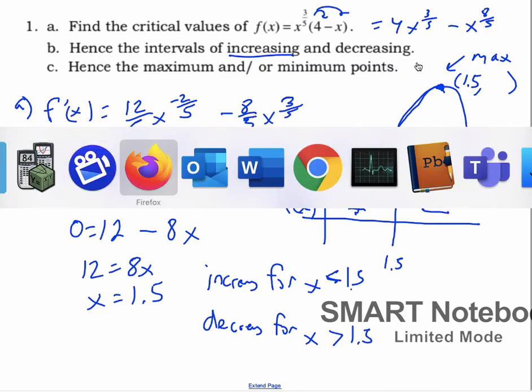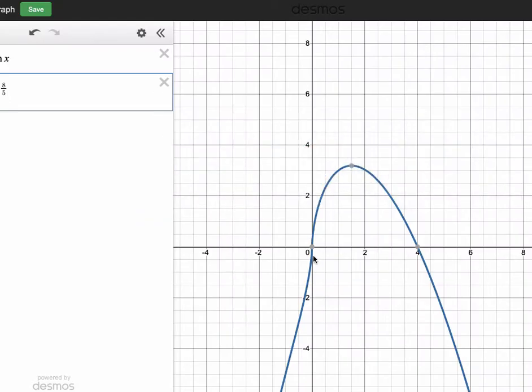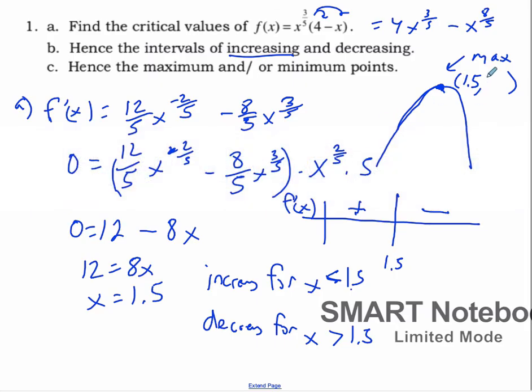I'm going to show you what the graph looks like on Desmos. So here it is on Desmos. So it's increasing, increasing, increasing, and then it's decreasing after the point 1.5. So the y value looks like it's about 3.19. So the maximum is at 3.19.